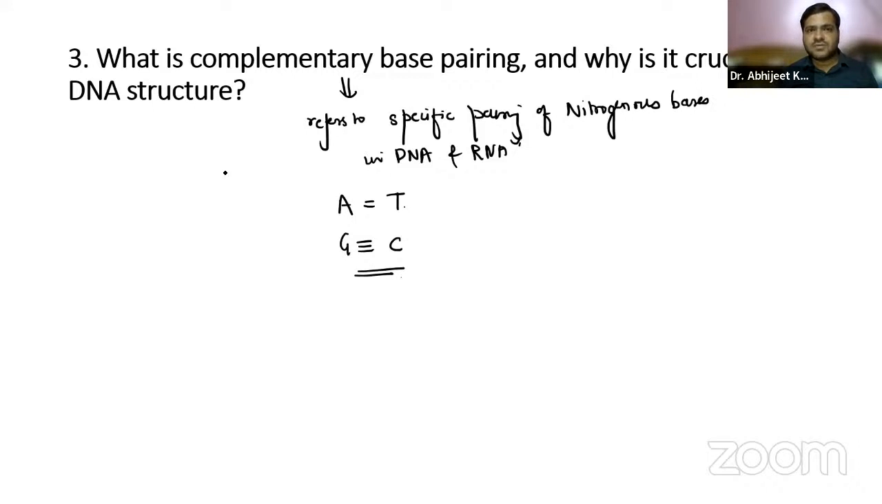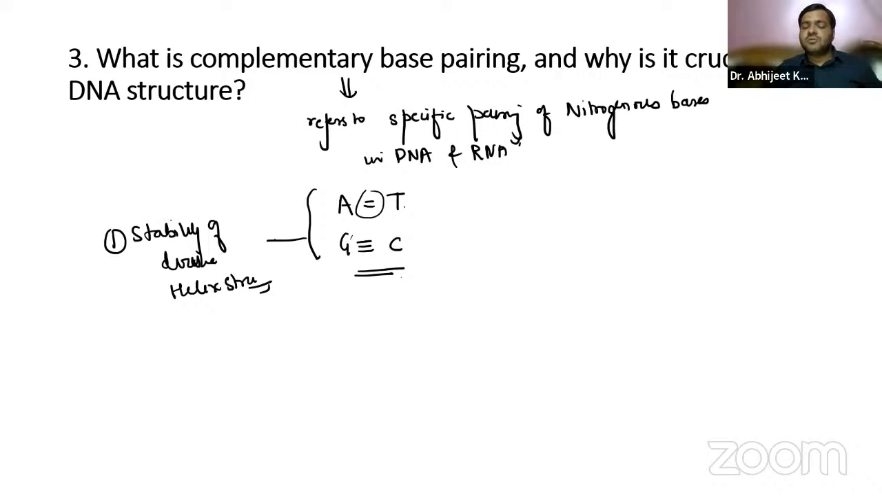Now, what is the importance of this, guys? Firstly, it is the stability of the double helix structure. The hydrogen bonds formed between the adenine and thymine and guanine and cytosine contribute to the stability and integrity of the double helix structure. It helps to maintain the helical shape.